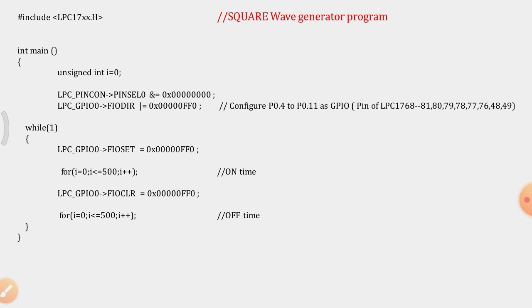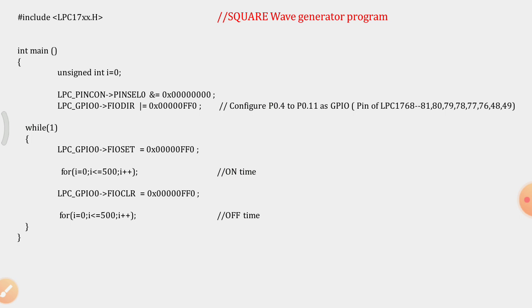For that purpose I am writing a for loop, for I equal to 0, I should be less than or equal to 500, I plus plus. That is the time delay that I'm going to generate. So these pins are set for some time period, which is the on time. Then LPC_GPIO0->FIOCLR, the same pins I now make 0. I am sending 0 now.